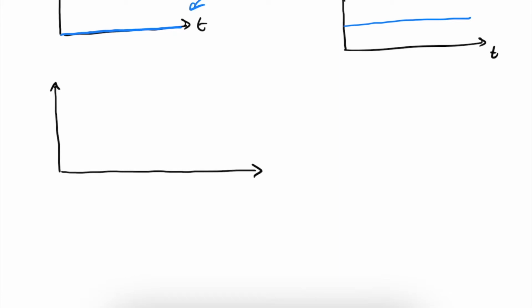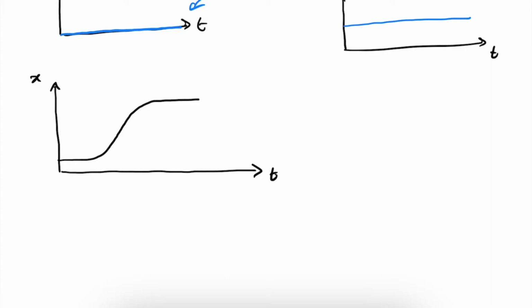Then we start the engine, we ramp up the velocity, we cruise a bit at a constant velocity, and then we decelerate and come to a halt again. So how does this scenario translate into an XT diagram? Let me draw this and then explain it. So this is how this graph should look.